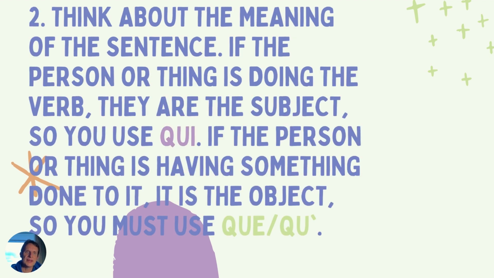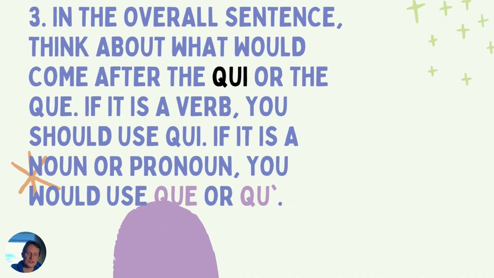Tip number 2, think about the meaning of a sentence. If the person or thing doing the verb is doing the verb, they are the subject, so you use qui. If the person or thing is having something done to it, it is the object, so you must use que, or qu' if the following verb starts with a vowel. And tip number 3, which could be the most useful and the most simple, in the overall sentence, think about what would come after the qui or after the que. If it is a verb, you should use qui. If it is a noun or a pronoun, you would use que or qu'.